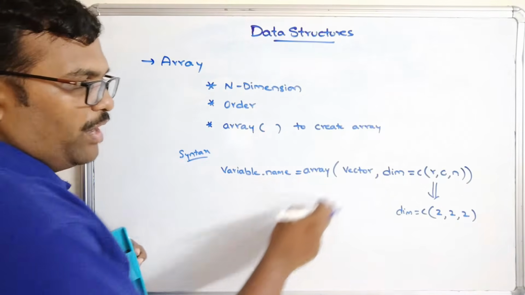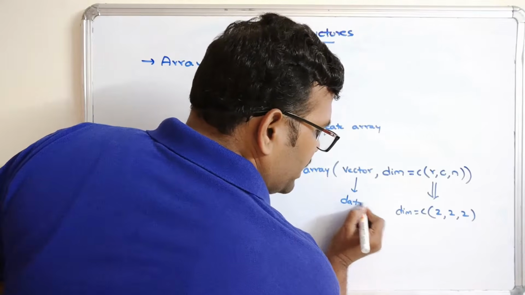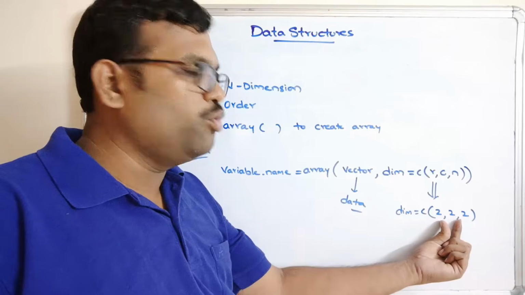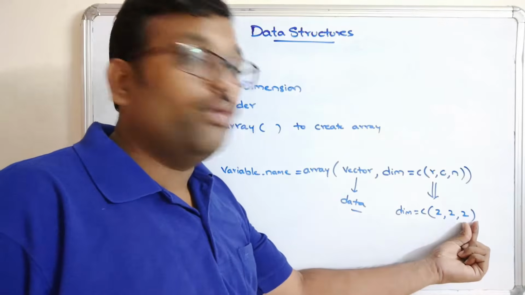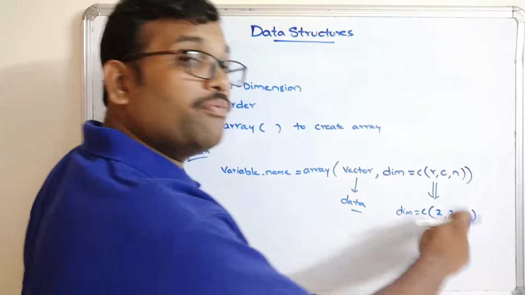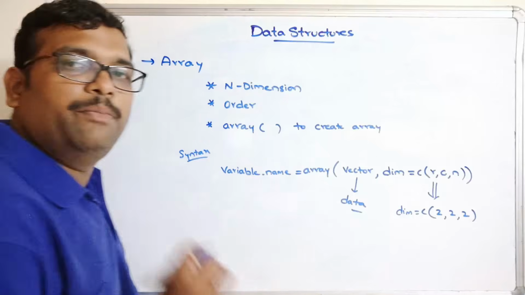that means whatever the vector we are giving here, so this is completely data. The vector is data, right? So this data will be arranged in a 2 by 2 array of 2 arrays. So this is rows, columns and this is the number of arrays, right? So 2 arrays with the order 2 by 2 will be created.